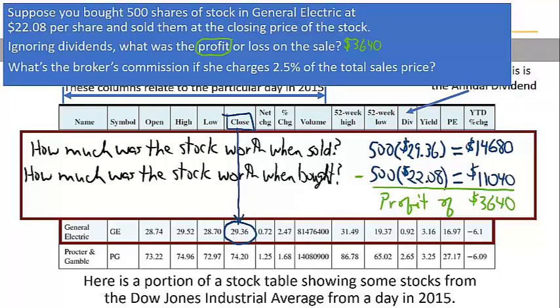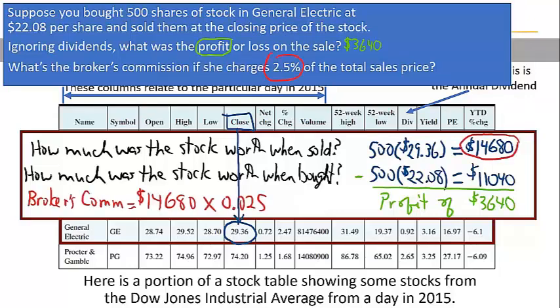What's the broker's commission if she charges 2.5% of the total sales price? Well, what is the total sales price? The total sales price is that $14,680 that you received for selling your stock on that day in 2015. And if the broker charges 2.5%, that's 0.025. So if you multiply those numbers together, 14,680 times 0.025, you get $367. So the broker's commission on that transaction was $367.